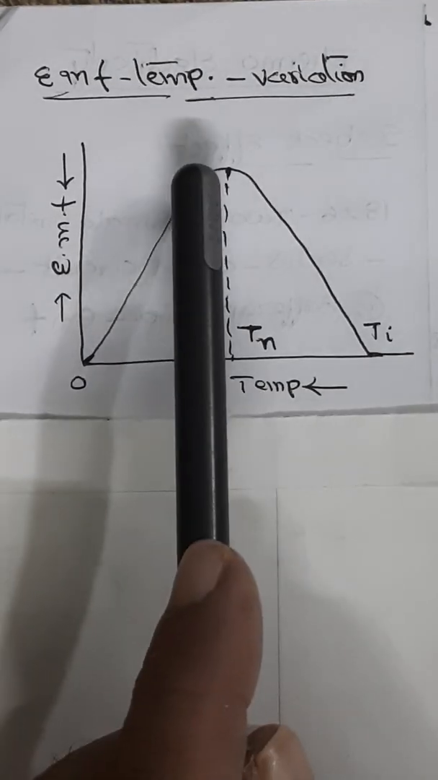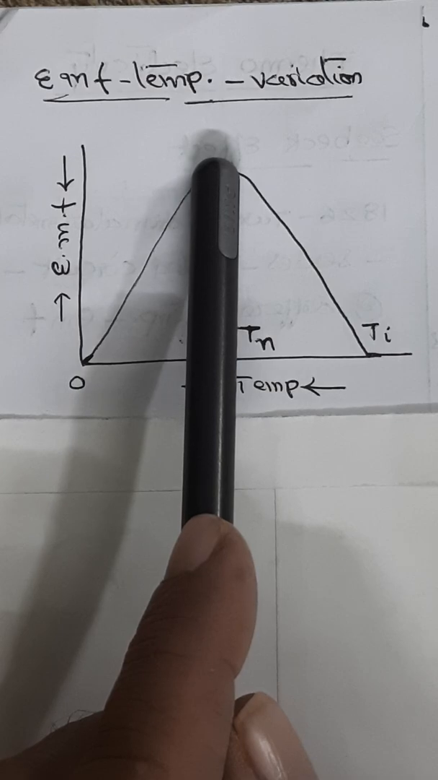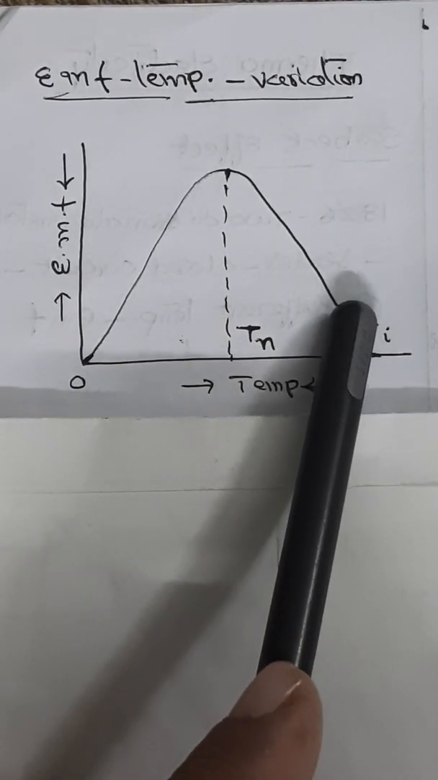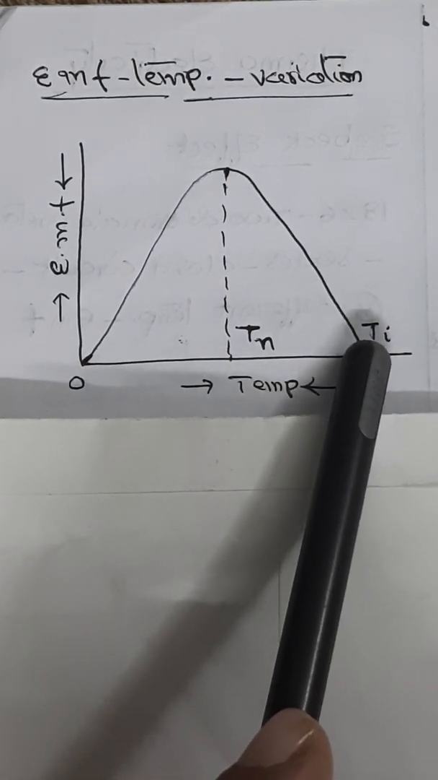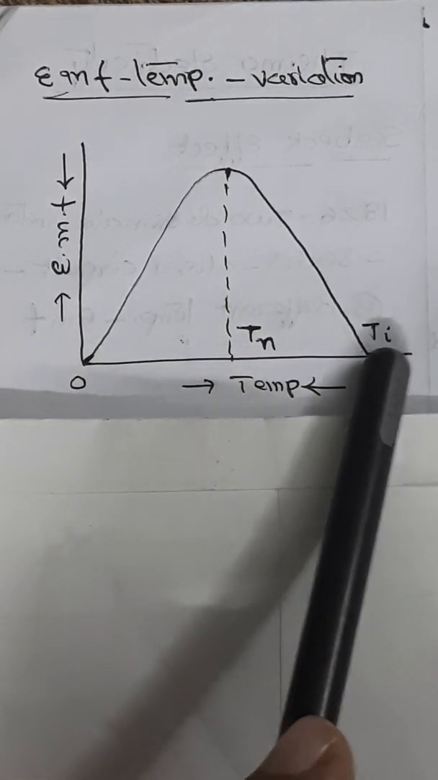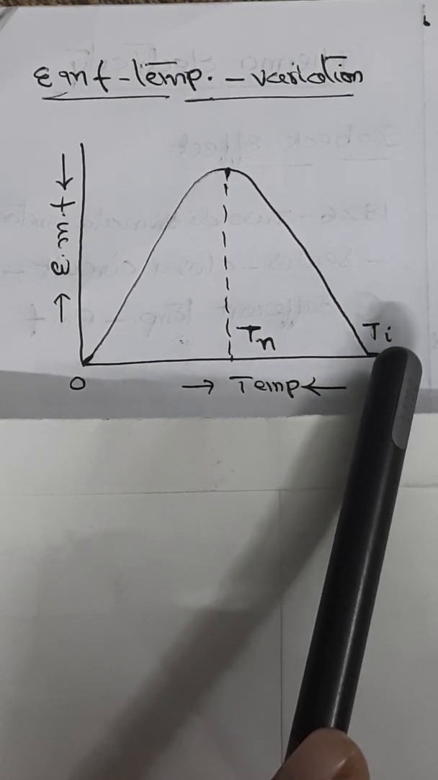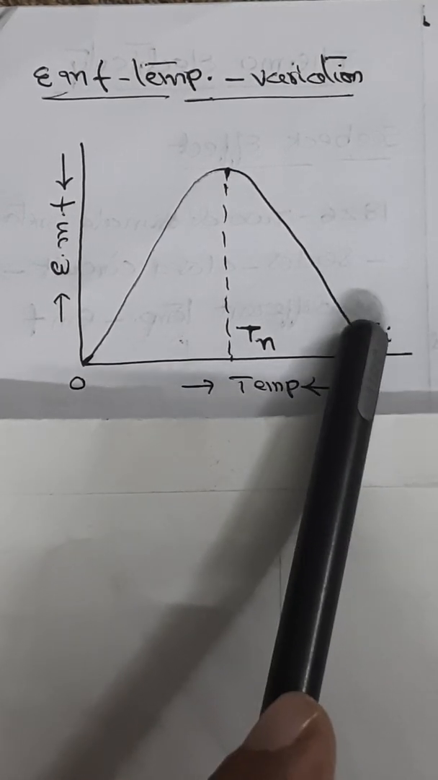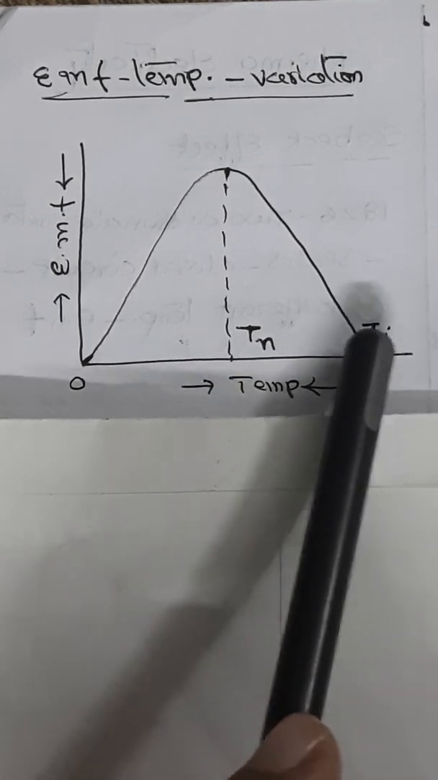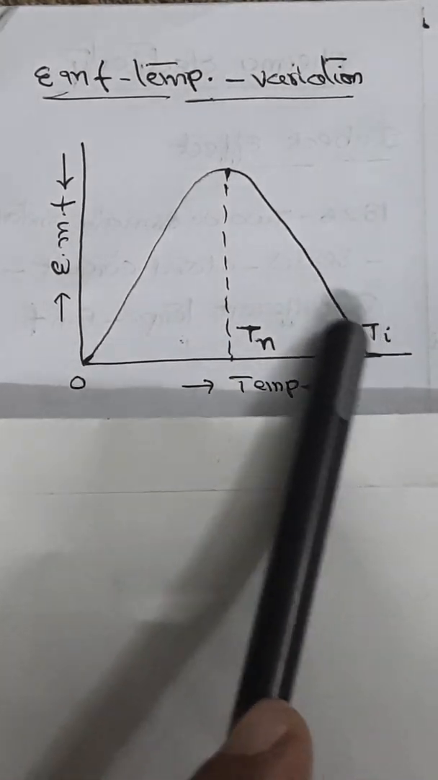If the temperature of the hot junction is further raised above the neutral temperature, the EMF decreases and becomes 0 at a particular temperature. It is called the inversion temperature, Ti. That means the temperature at which the thermo EMF is 0 is known as the inversion temperature. Beyond this temperature, the EMF again increases, but in the reverse direction.